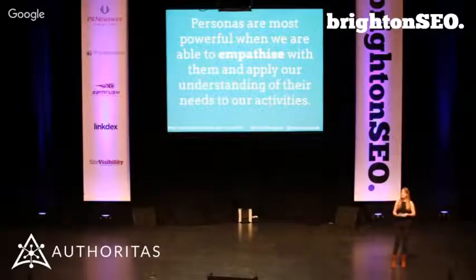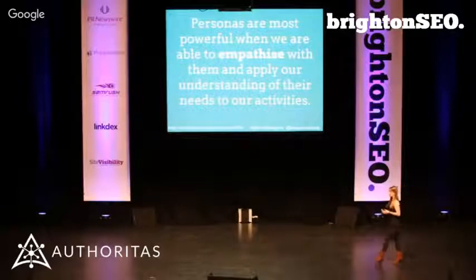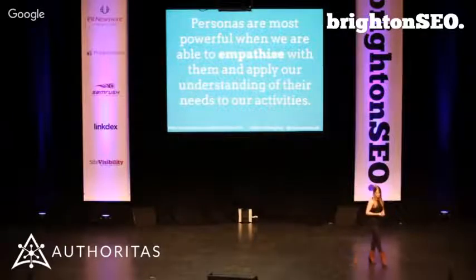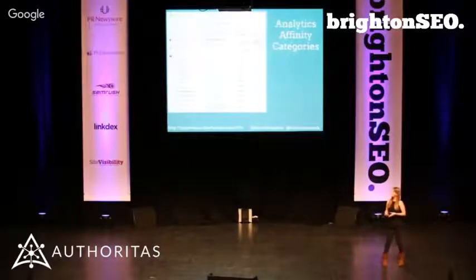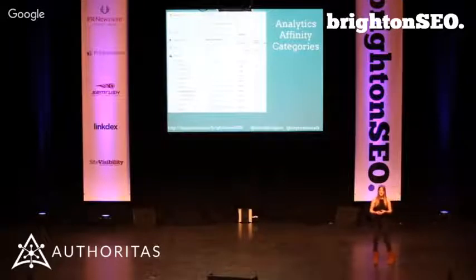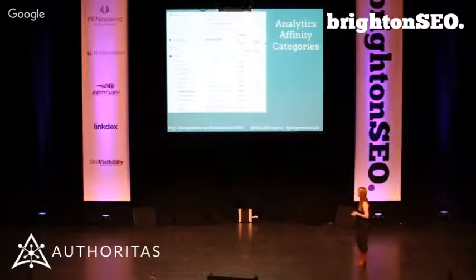Now, for me, the final step is that personas actually become more powerful when we're able to empathize with them, when we're able to visualize them as real people. And the way that we do that is by adding some more human traits to them. So Google Analytics can help you out with this. Firstly, if you have a look in your audience section on Analytics at the affinity categories, this is where Google will tell you what topics are of interest to the people that are visiting your site. And that will give you some insight into what else they're interested in, some more of those human factors.